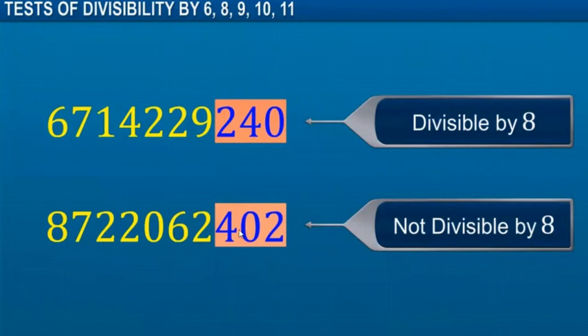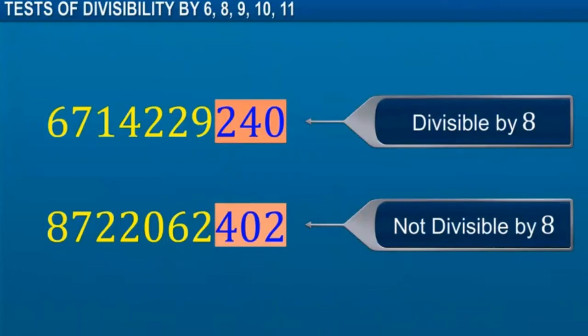In the same way, if I take the next number, 872206248402. The last 3 digits are 402. Now if we divide 402 by 8, 40 divided by 8 is 5, then 2 comes as remainder. So here the answer will be 50 with remainder 2.